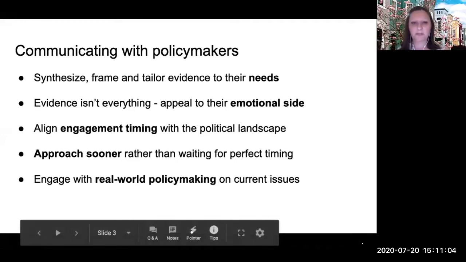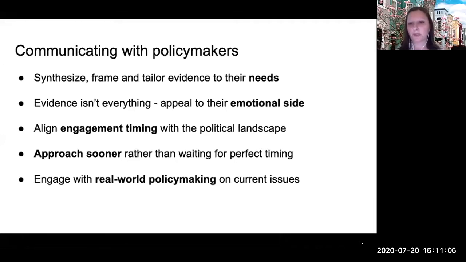And finally, you need to engage with real world policymaking. You can write about things that you're interested in, but at the same time, be aware of what's going on in the real world, current issues that they might think about, and make your communication relevant in terms of federal policy as well. So you need to know what they're thinking about and discussing and debating in their office in terms of what's going on federally. So just keep what you're talking about relevant to the rest of policy.